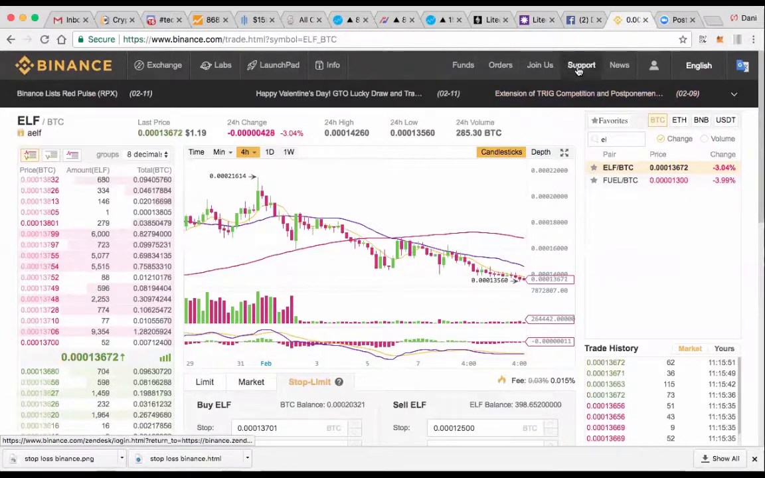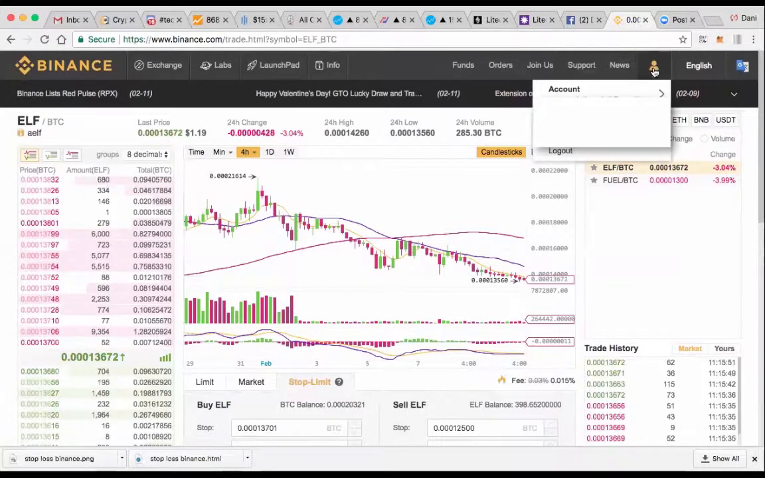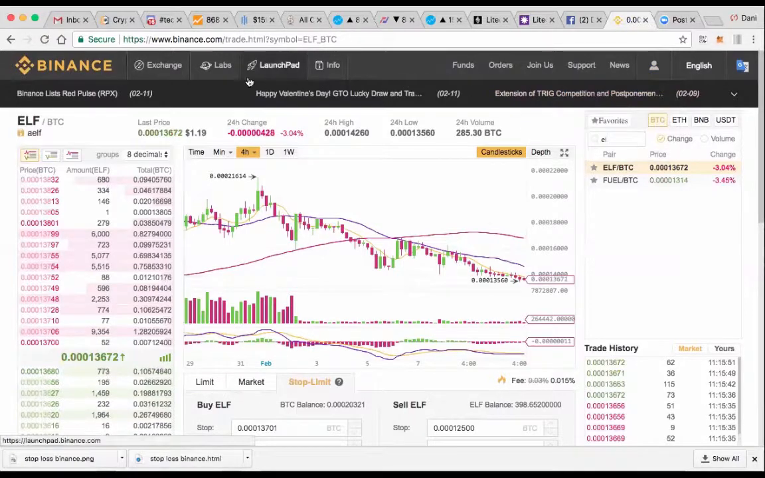You can go up here and click on support to get help. Here's where you have your account profile, set up your 2FA and all of that. But Binance is very easy. The main thing you need is really the basic exchange. You can find the coins that you want to buy and sell and trade.